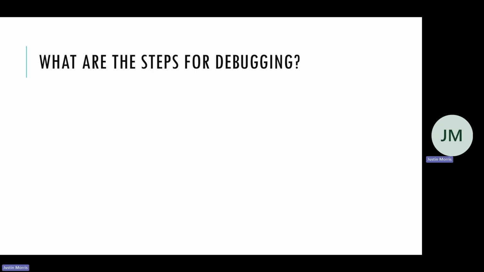What do you think are some good steps or tips for when you're trying to debug something? Okay, so you need to identify there is a bug. Okay. What else?